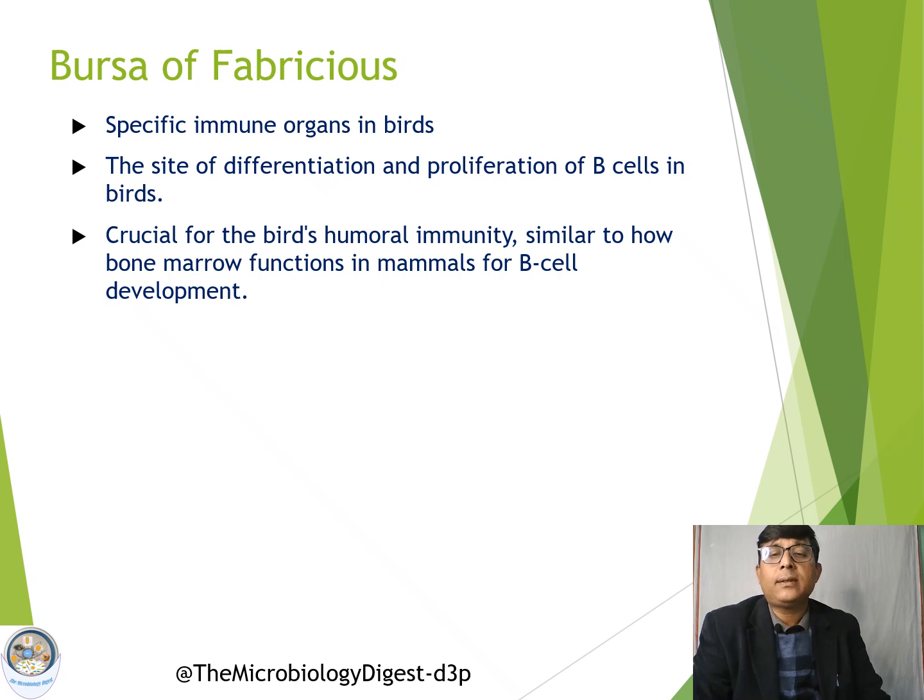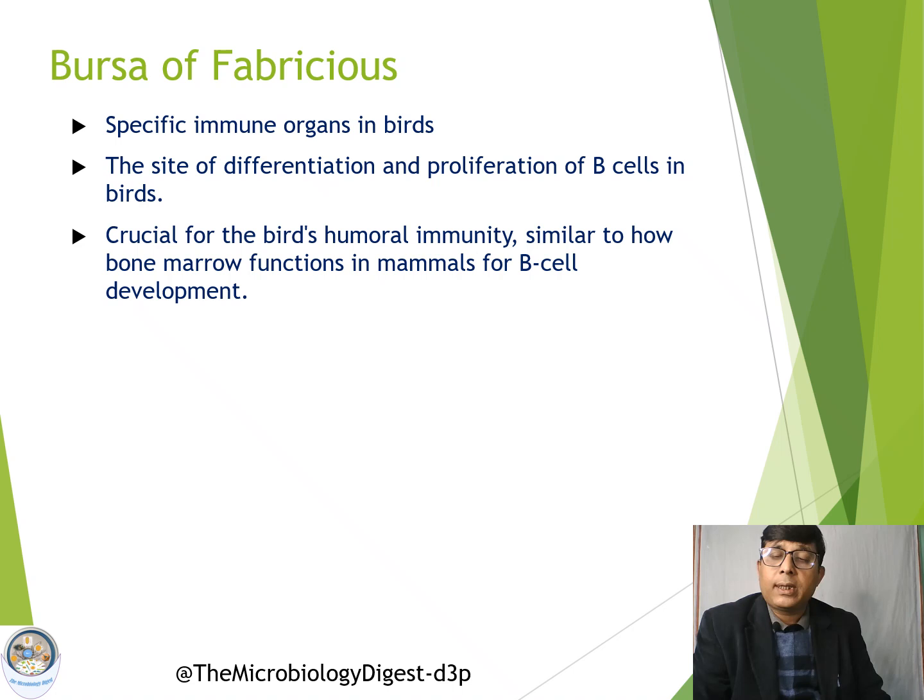Now, the next organ is the bursa of Fabricius. This is found only in birds. This is a specific lymphoid organ in the case of birds, and in birds the B cells mature, differentiate, and proliferate in the bursa.